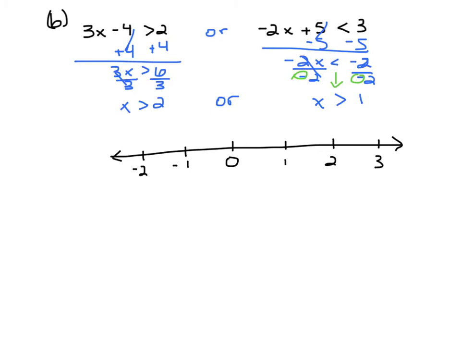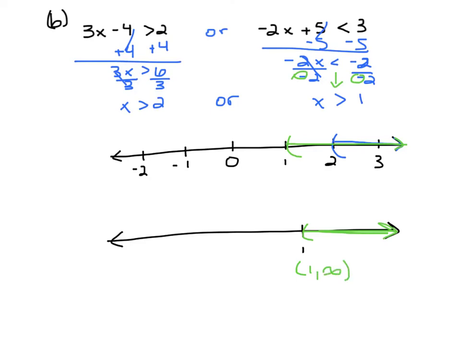Alright, so x is greater than 2, and x is greater than 1. So I'm looking for the union, which is both of them combined. So anything at all that's shaded. That would be everything from 1 on has a shaded region. So then my interval notation is going to be 1 to infinity.